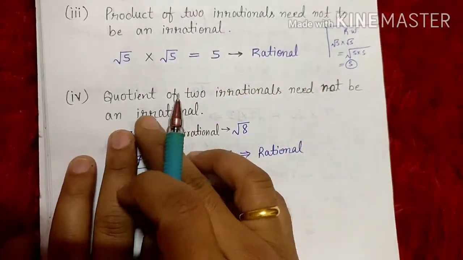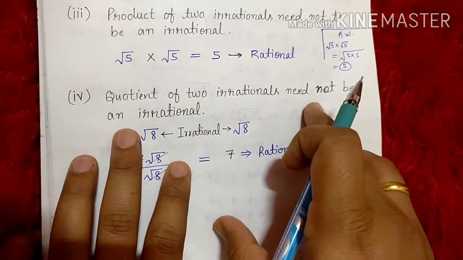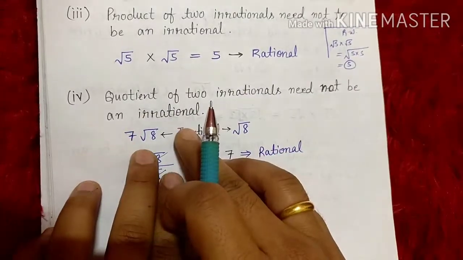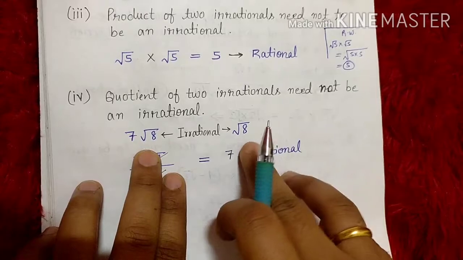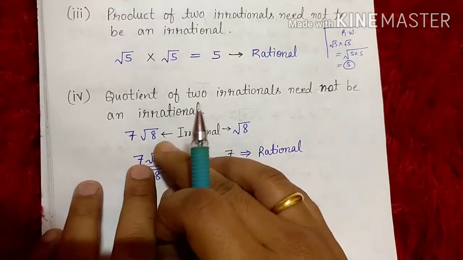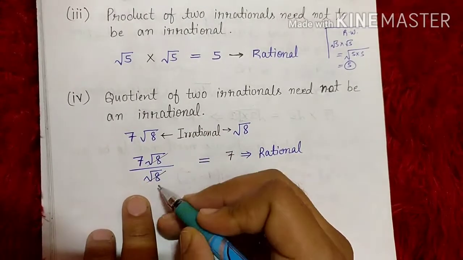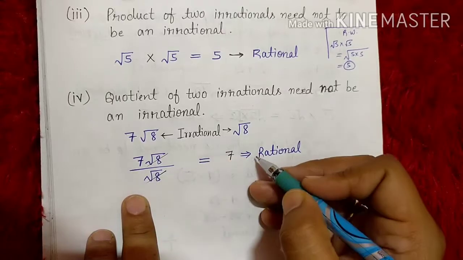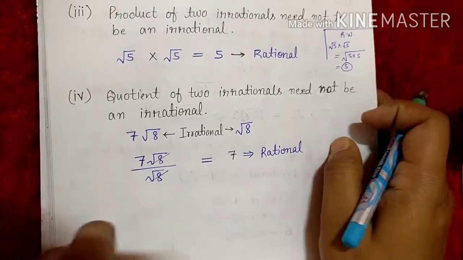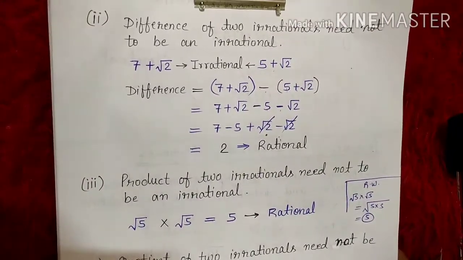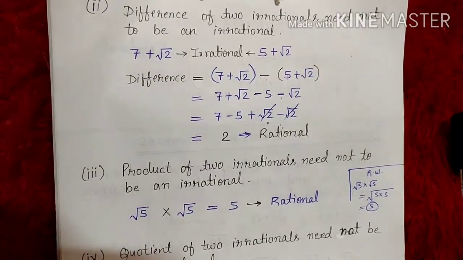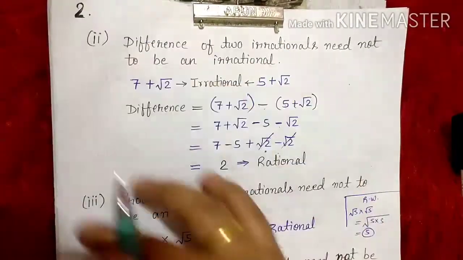Now for division. The quotient of two irrational numbers need not be irrational, like 7 root 8 is irrational, root 8 is irrational. If we divide 7 root 8 by root 8, what will happen? We can cut root 8 from root 8, so what is left? 7, which is a rational number. So these are properties of irrational numbers. These are all the subparts of the second property.